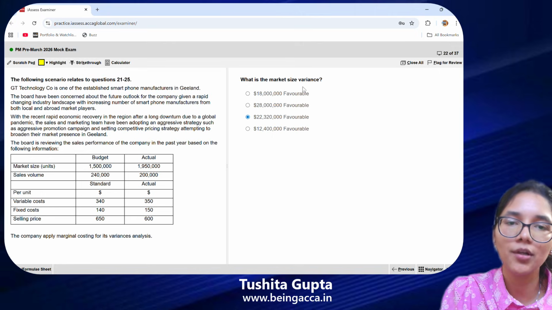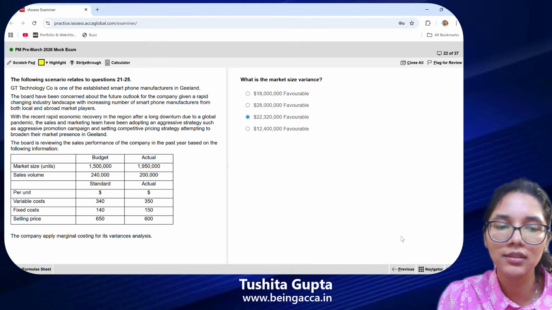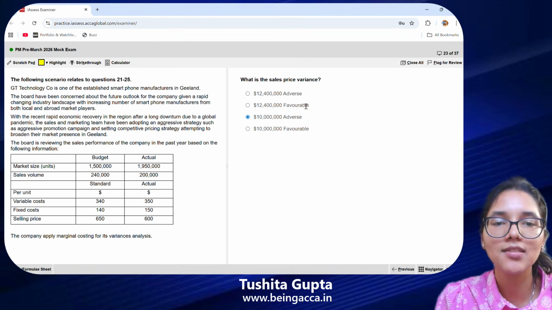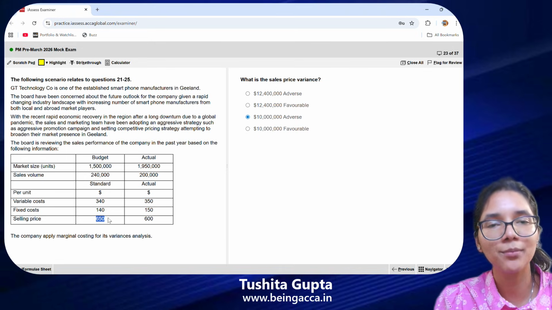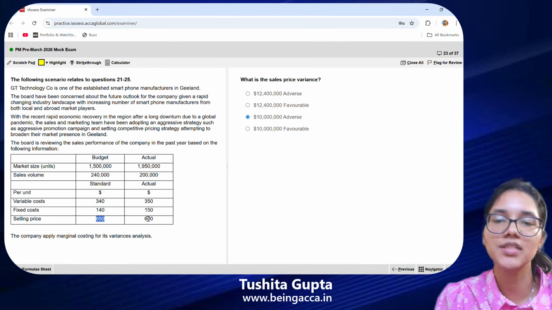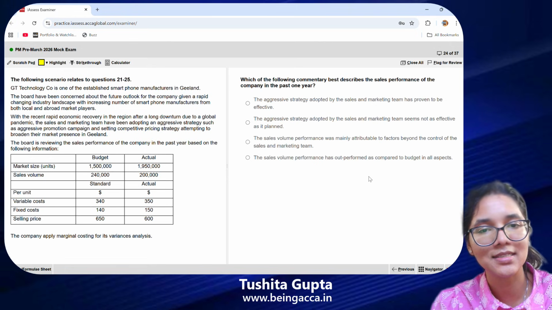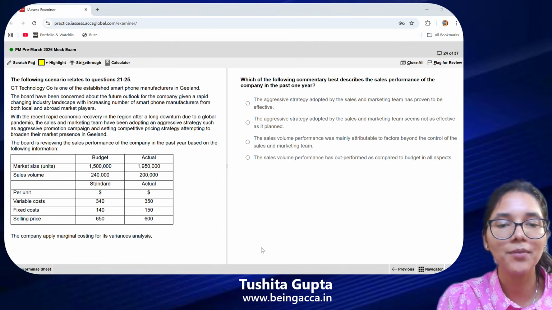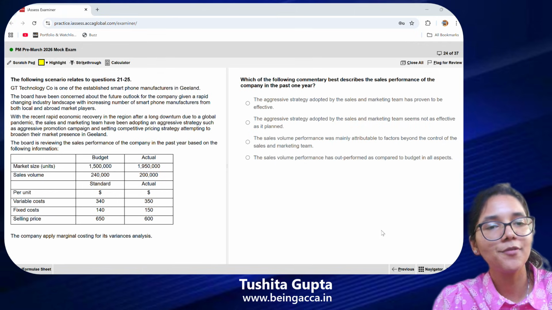Size-wise, the market got bigger. So the market is giving me opportunities. I could have sold this much more than what I originally thought. Selling price variance is also adverse, telling me that what I had thought I will be able to sell at, I was not able to sell at the price which I was thinking. I had to lower down my prices. So which commentary is going to best describe the performance of the company? Read through all of these and let me know which one do you think will be the most appropriate way to describe the sales performance.